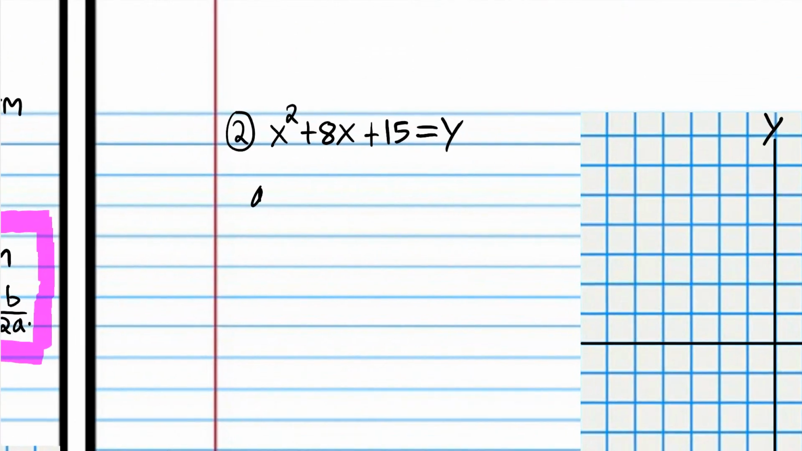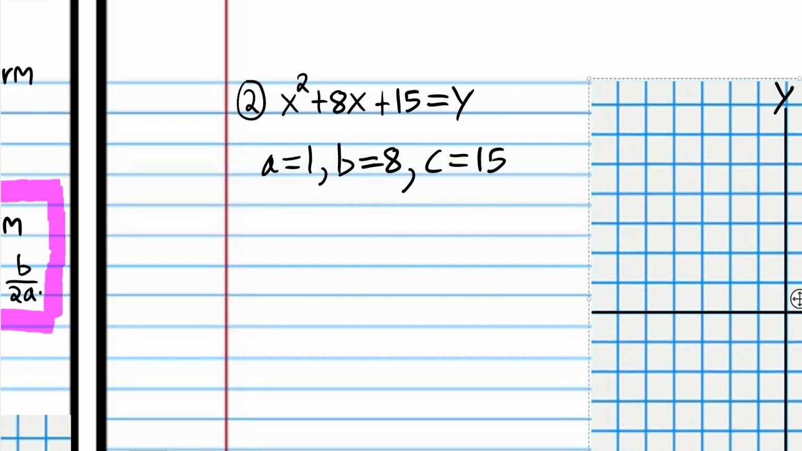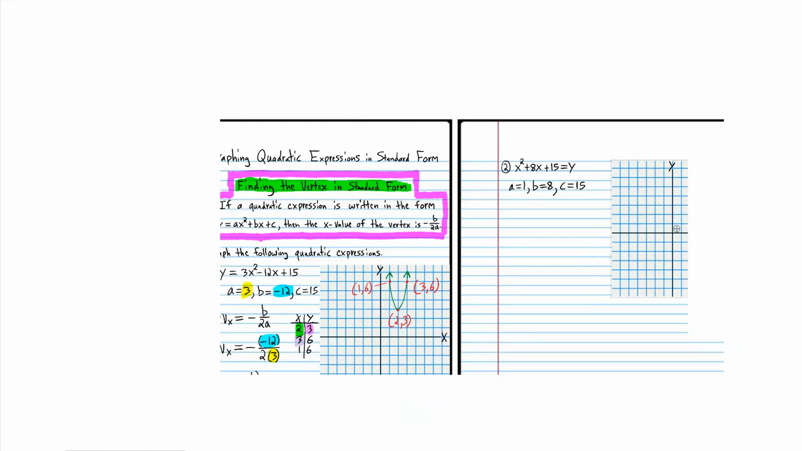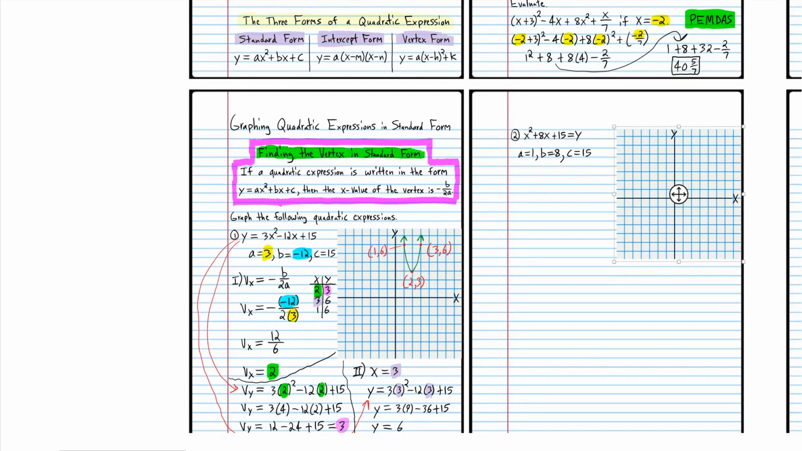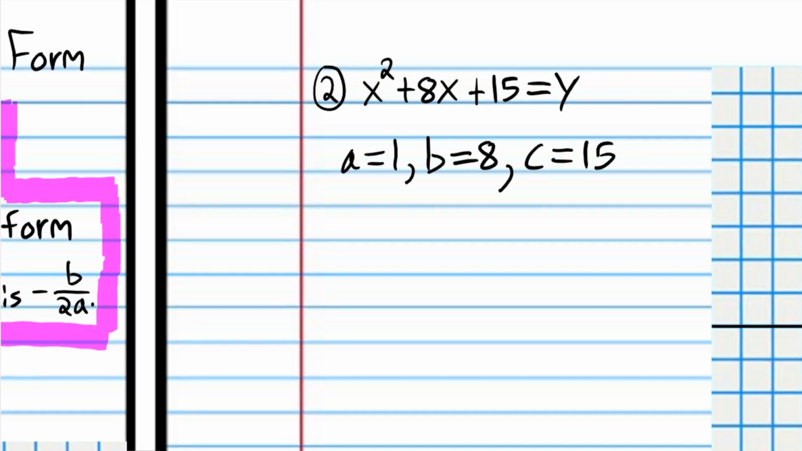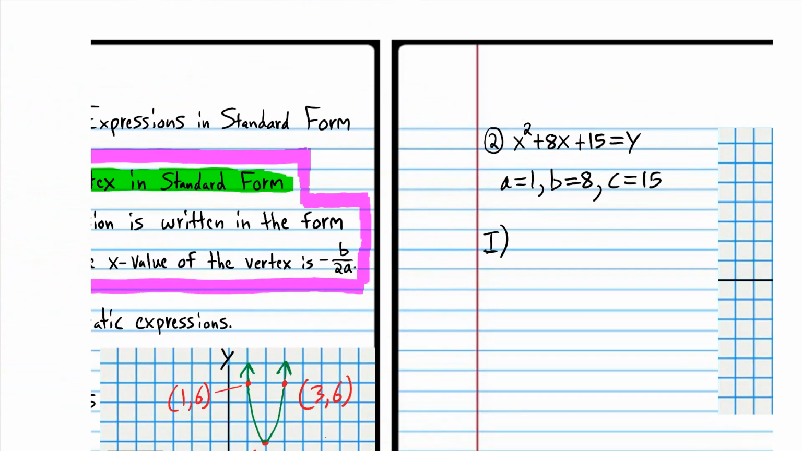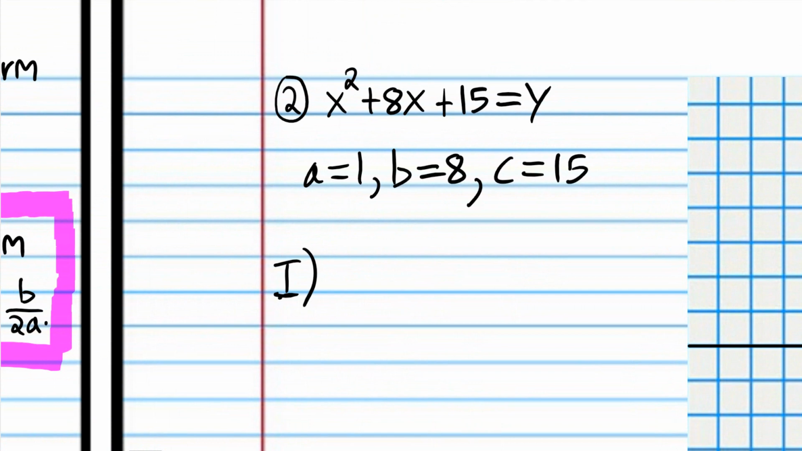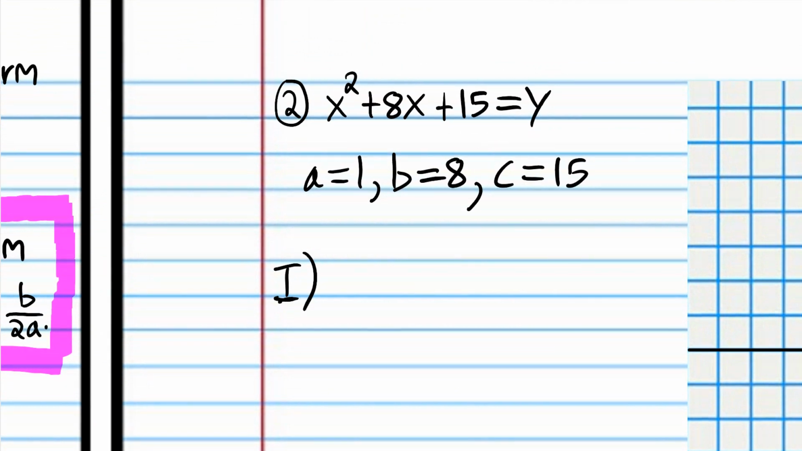We're first going to label the constants. Now notice that there's no coefficient there, so that means a is just 1. And the first step is going to be to find the vertex as usual. So step 1, and of course to find the vertex we use this principle over here, which tells us the x value of the vertex, and we're just going to plug it back into this equation to find the corresponding y value. So the x value of the vertex, in order to find that, we have to use this formula.